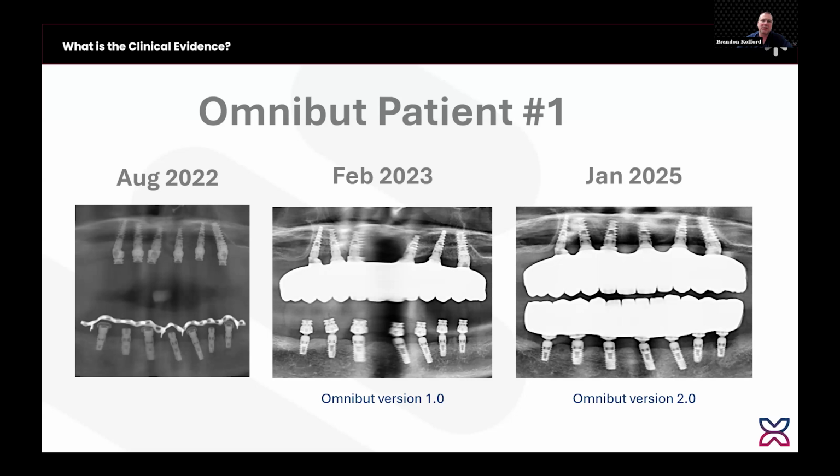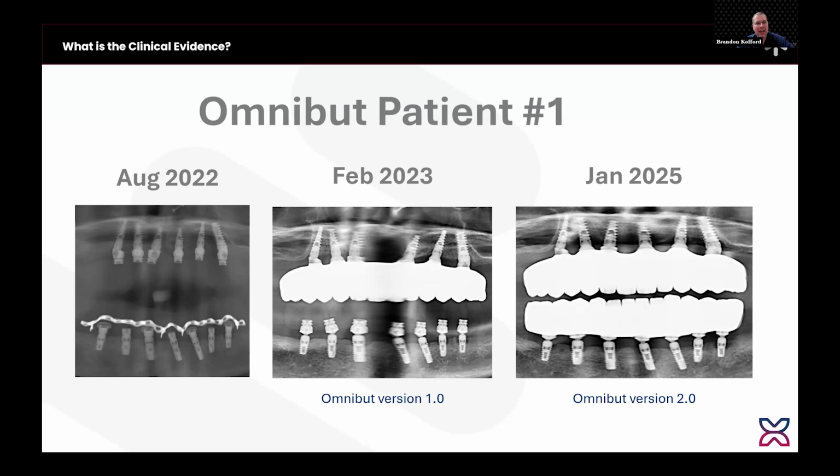I said, awesome. So in February, I take out all of our locator abutments and I replace them with these Omnibuts. And this was our original version 1.0. I had some frustrations with version 1.0. So I got through it. But before going to her final restoration in January 2025, I wanted to swap out all of her version 1.0, which had some frustrations, to our version 2.0, which are awesome.